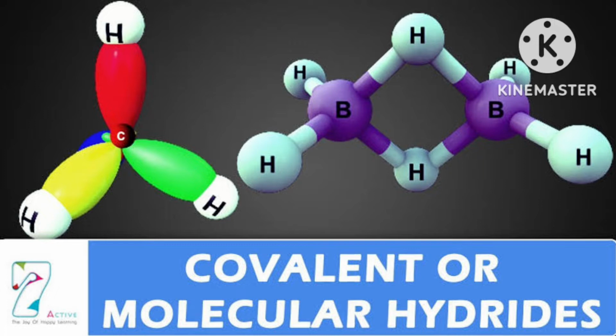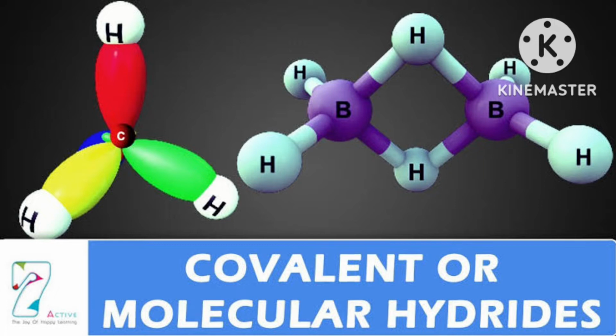Dihydrogen, H2, under certain reaction conditions combines with almost all elements except noble gases to form binary compounds called hydrides. Here hydrides are of three types. If E is the symbol of an element, then hydride can be expressed as EH2, for example MgH2, magnesium hydride.